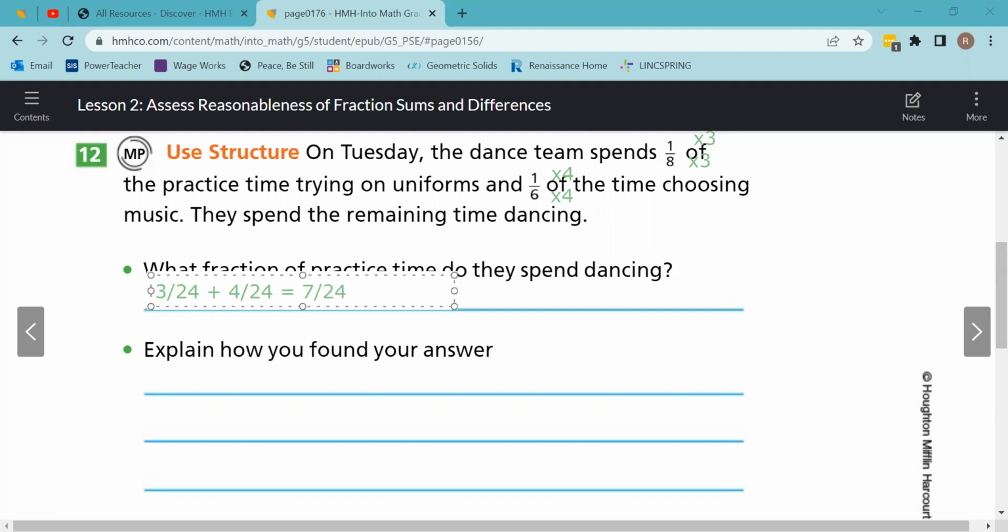We have 7/24 is how much time they spend doing uniform try-ons and then choosing the music, and we're wondering how much time they spend dancing. So the full time would be 24 out of 24. Take away the 7/24, and what we have left, that difference, is their dance time. So we end up with 17/24.